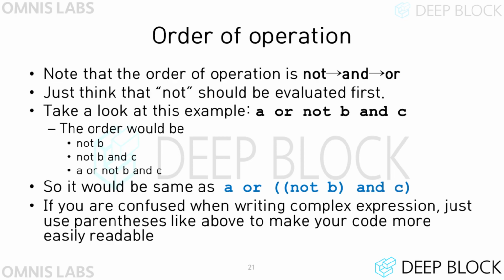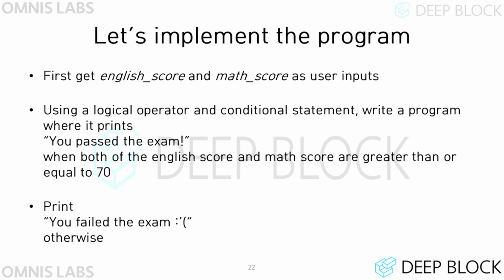However, it is recommended to use parentheses to make the code easier to understand. Now, let's complete the program we were trying to implement earlier. First, try to get a score from the user into two variables, English score and math score. Then, using logical operators and conditional statements, write a program that prints "you passed the exam" if both subjects score 70 or higher, else prints "you failed the exam."